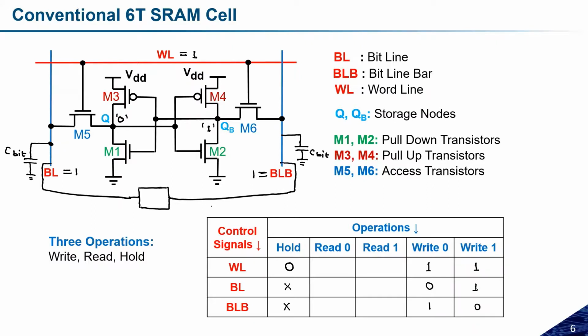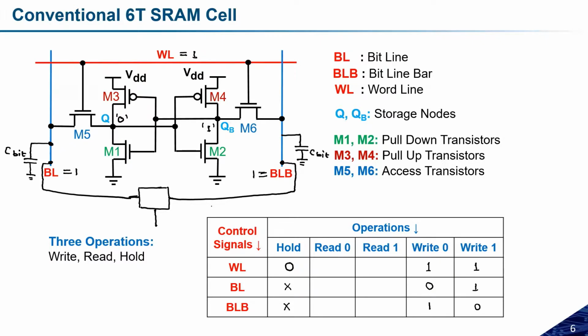What is the sense amplifier? I will tell you, but for now, just consider the sense amplifier is nothing but a comparator. For the understanding purpose, we will connect one comparator between bit line and bit line bar, and that will give the output accordingly.